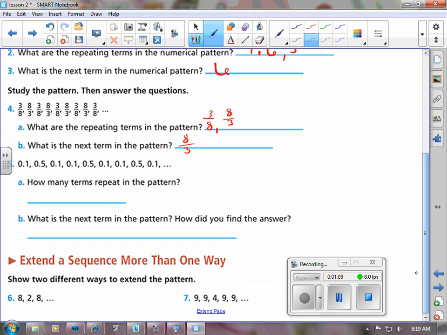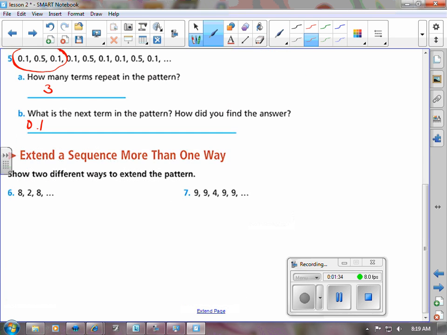This next one, we go 1/10, 5/10, 1/10, 1/10. So there are 3 terms that repeat. These are the 3 terms that repeat. It's like you could pick that up and move it over again. So 3 repeating terms. And that means that the next term in the pattern is going to be another 1/10 because there's only 1 there. Okay, so that has to be the next term. It's the first term in the previous pattern. It's the first and last term.